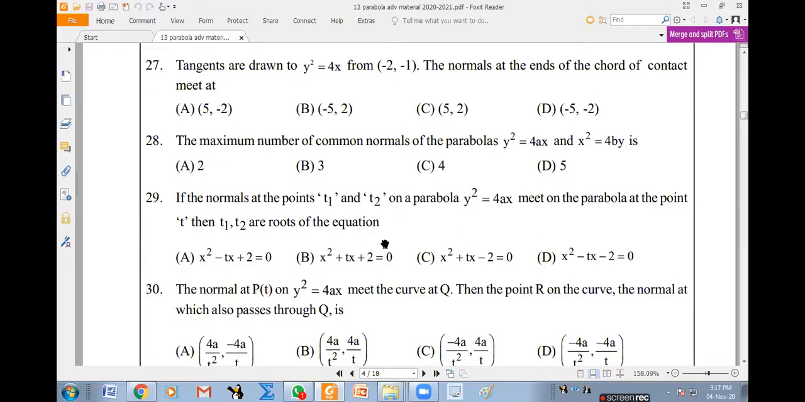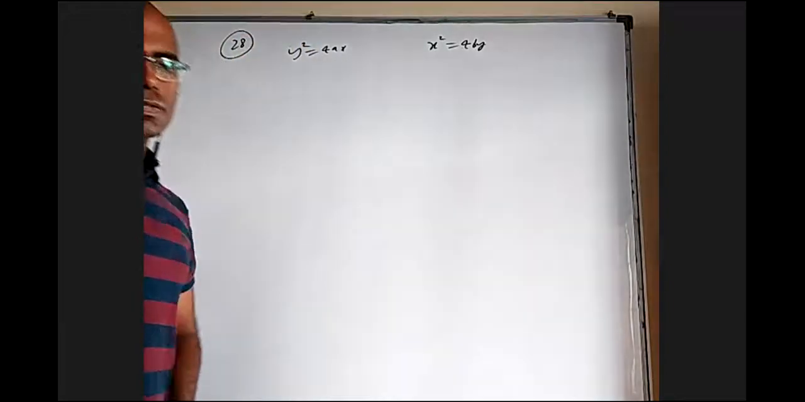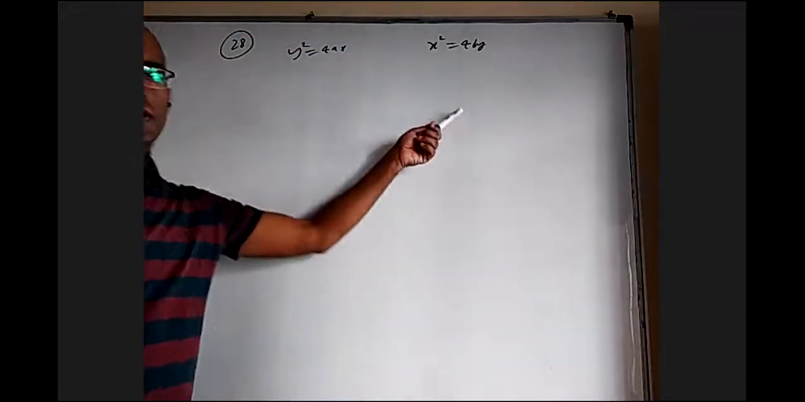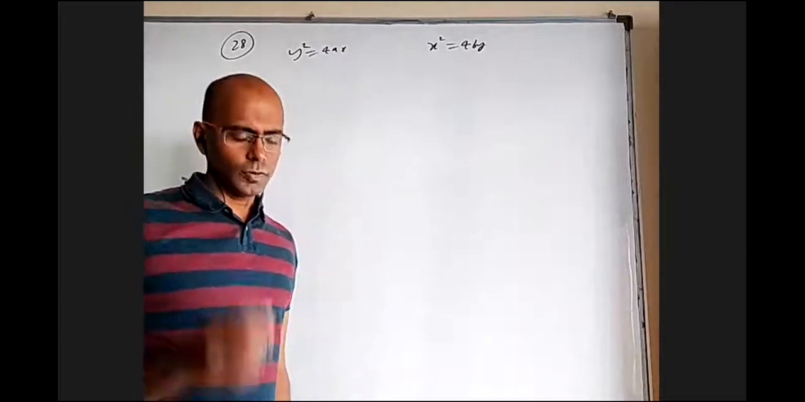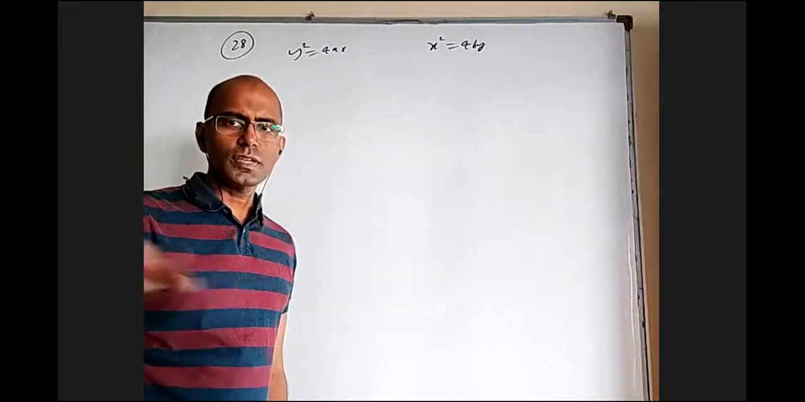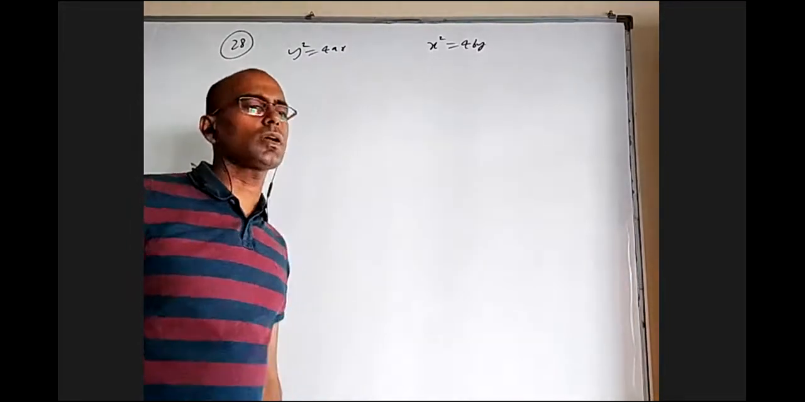Okay, 28. The maximum number of common normals of the parabolas y square equal to 4ax and x square equal to 4by. We want a line that should be normal to this also, normal to this also. How will you find a common tangent to two curves? We take a general tangent to the first curve, a general tangent to the second curve, in the form y equal to mx plus c, and we equate the c values. Same way we'll do for normals.